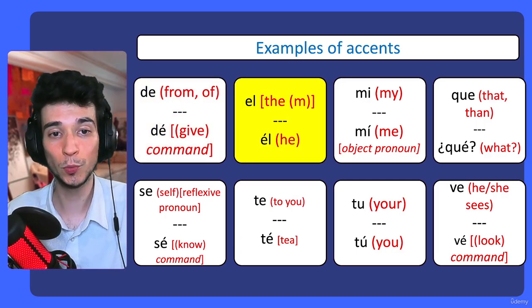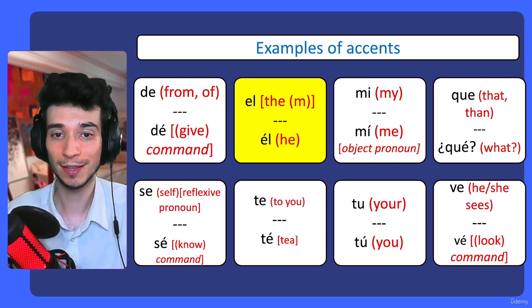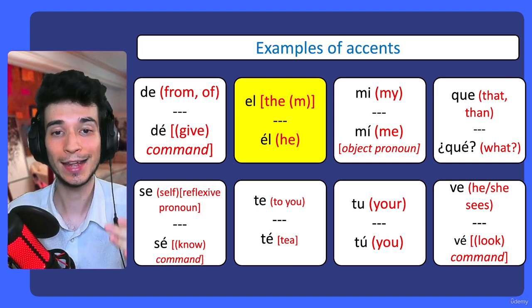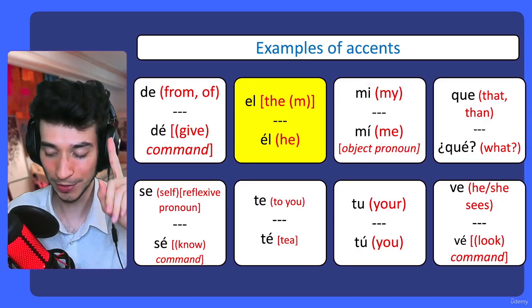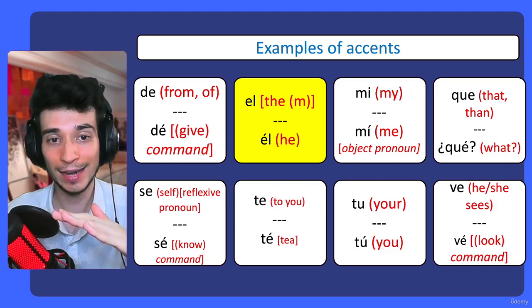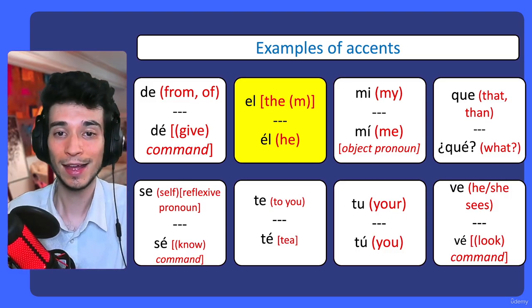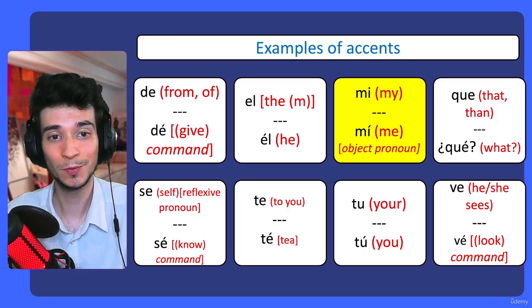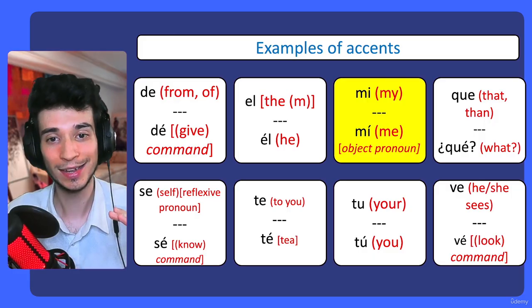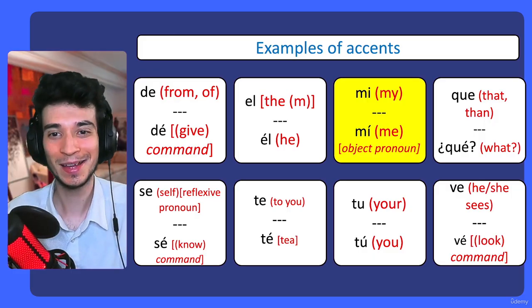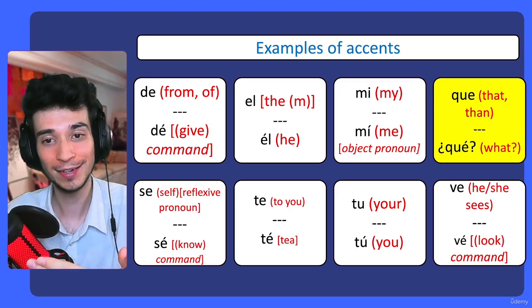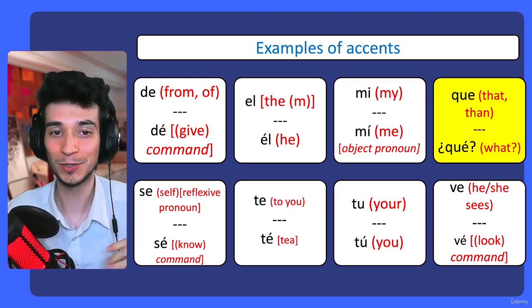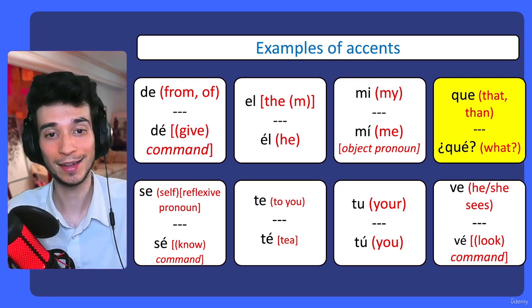And another example would be el, which means the, and él, which means he. So el is the for masculine nouns, and él for he. Another example would be mi, which is my, and mí, which means me, basically. Another one would be que, which is that or than, and qué, which means what.